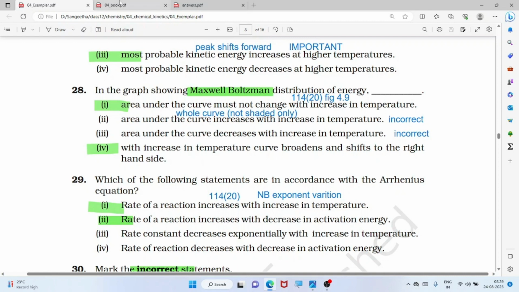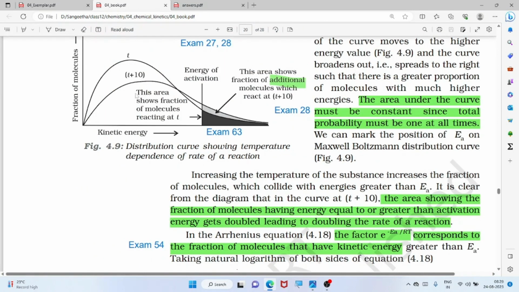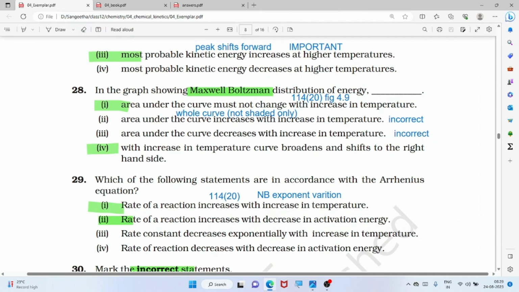This is correct. See what they are saying: this curve shifts to the right-hand side. See, at this energy the number of molecules is lowering, but here it is increasing. The total number of molecules will be the same only. That is what it is saying on the right-hand side.